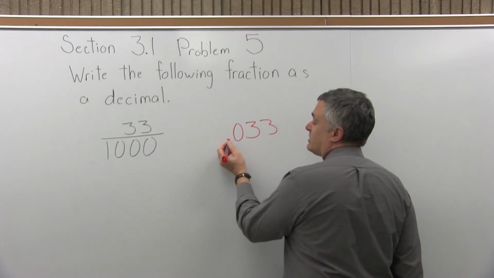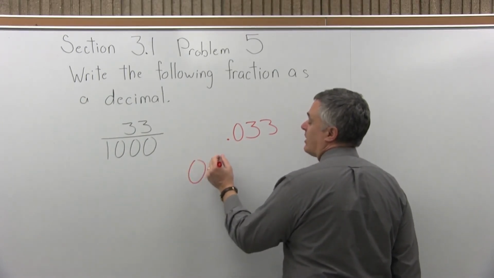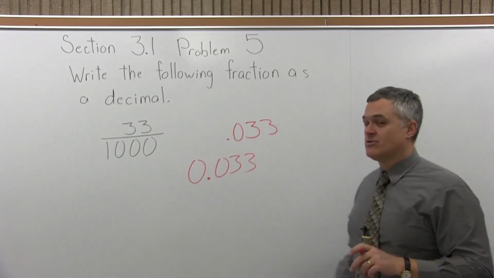And you can leave it as 0.033, that's fine. Or if you prefer, you can write 0.033. That's the same. So you could write that either way.